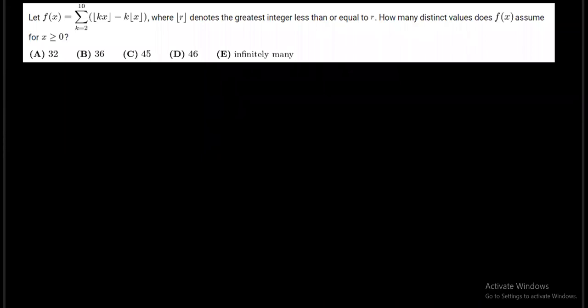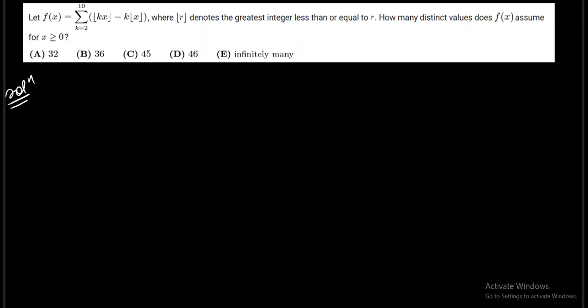The question says that function f of x is sigma k is from 2 to 10 integral part of kx minus k times integral part of x, where integral part of r denotes the greatest integer less than or equal to r. Then how many distinct values f of x assumes for x greater than or equal to 0? They have provided us 4 options, 5 options, and now we are going to solve it and see which option is going to be correct.